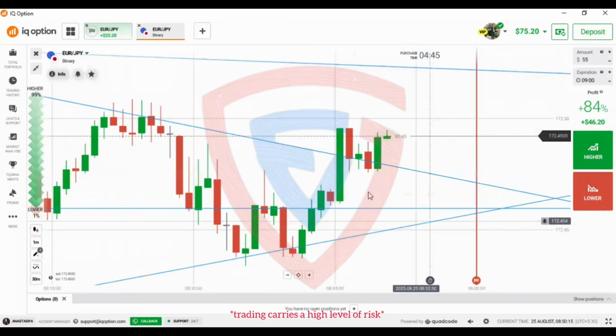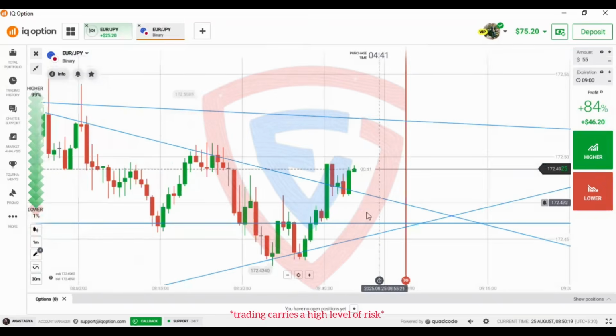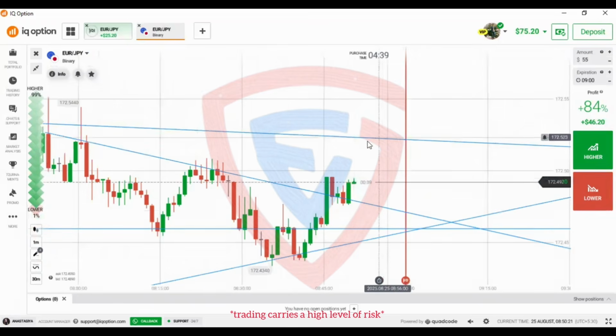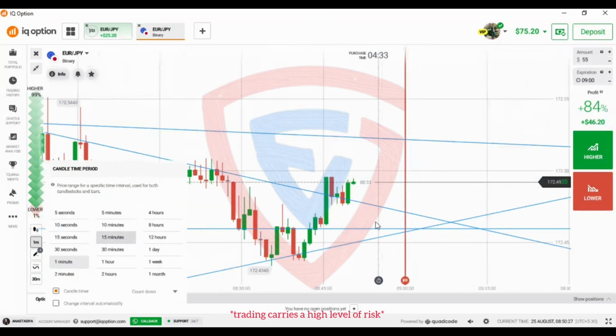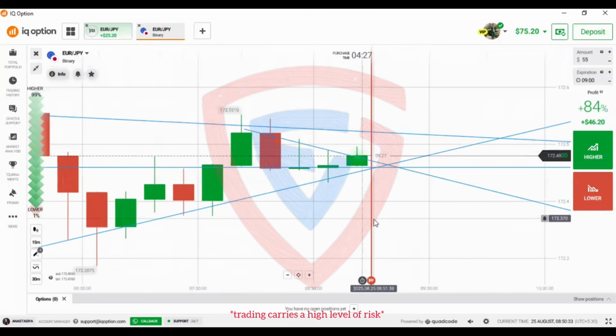But it's a very late entry if I enter here. So I should enter from this level or from this level. That is very safe to enter. But we should not enter in the middle of the candle. So this is in the middle of the candle. We should not enter here.